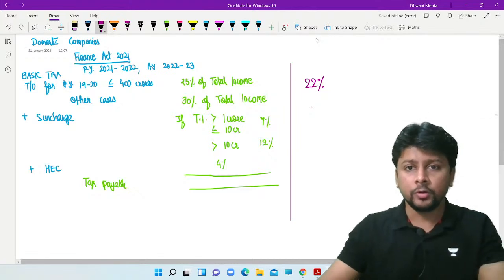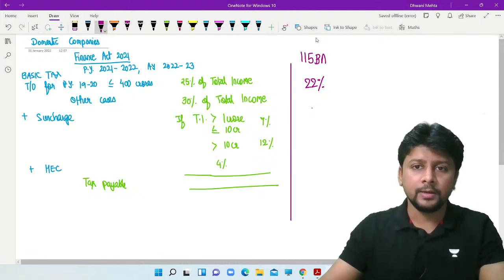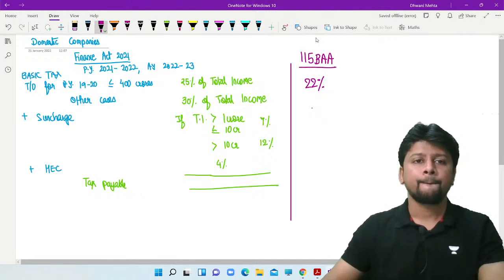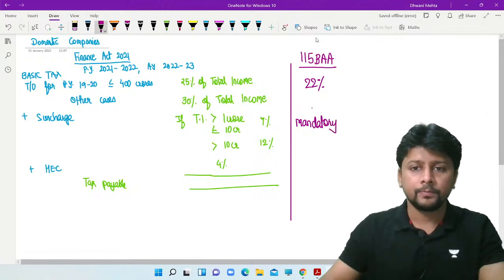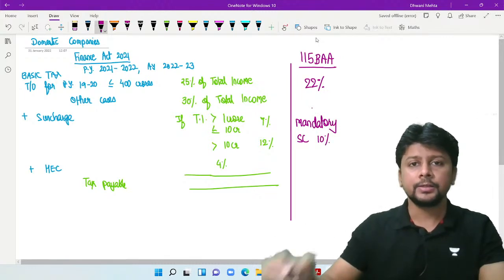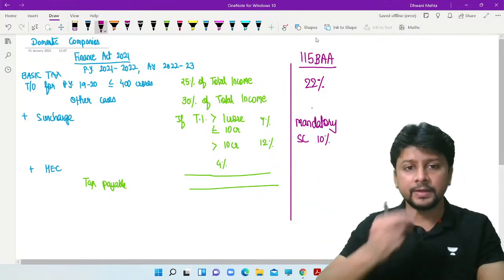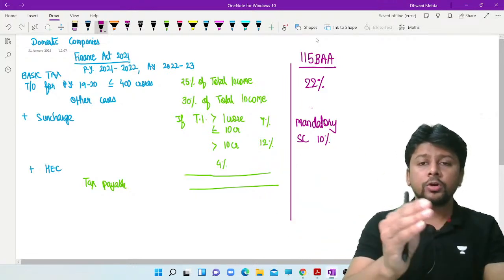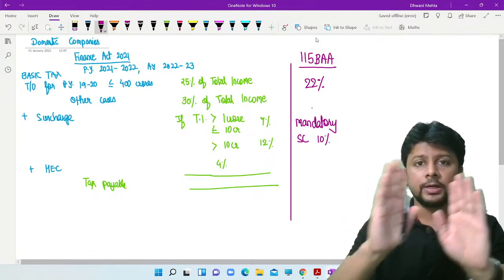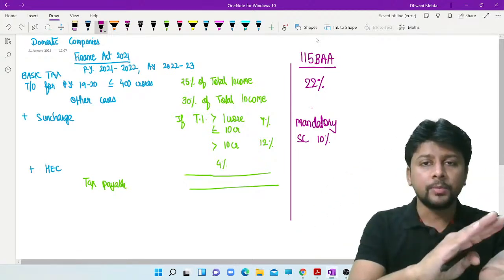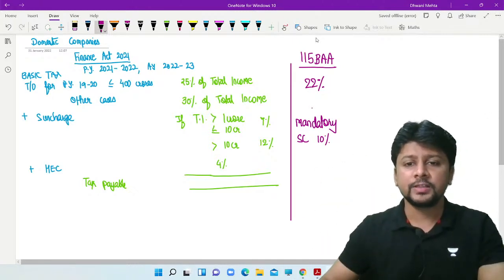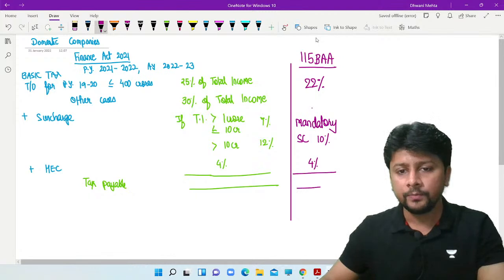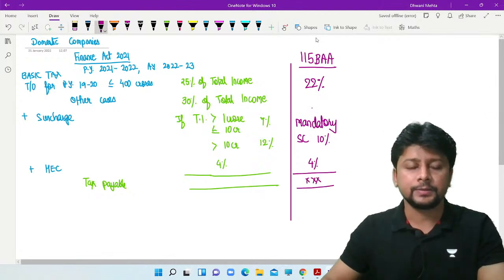But then, if you opt for section 115BAA, you will have to pay a mandatory surcharge of 10%. It is a fixed mandatory surcharge of 10%, so it does not depend on your amount of total income. Even if your total income is below 1 crore, or above 1 crore but below 10 crores or about 10 crores, you will pay a fixed surcharge of 10% and health and education cess of 4%. And this is how you will calculate your tax.